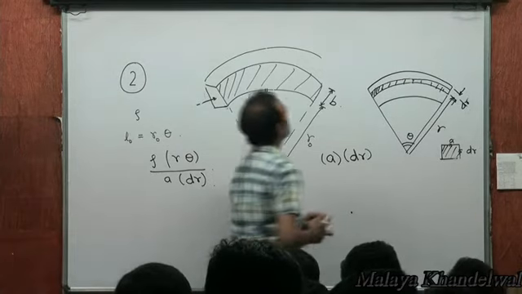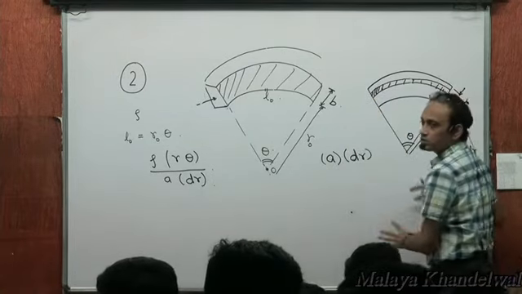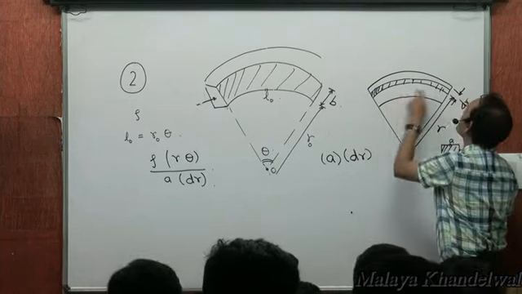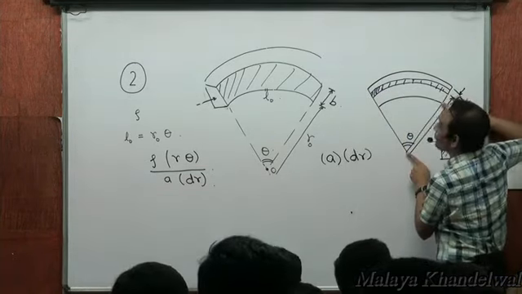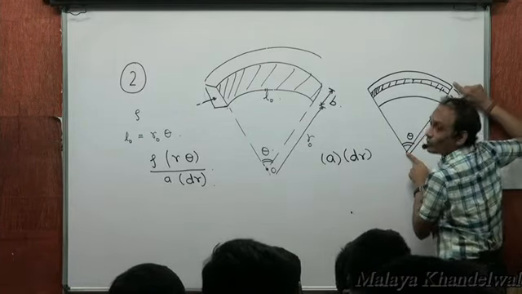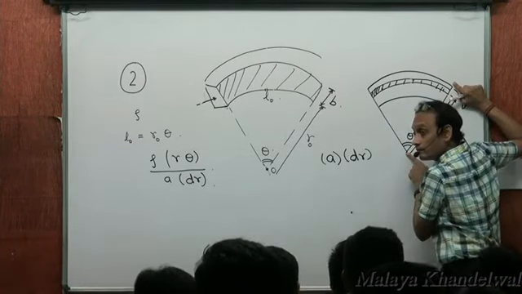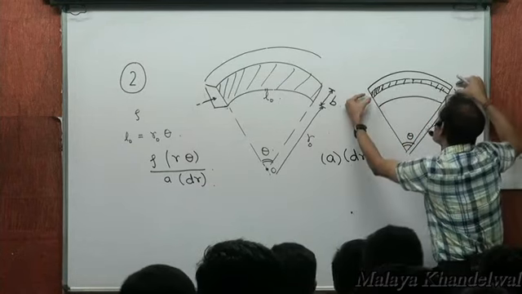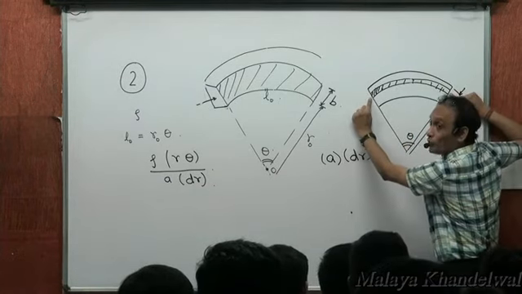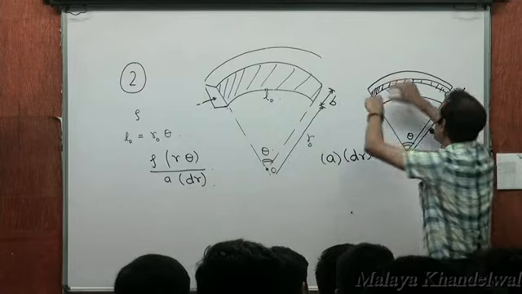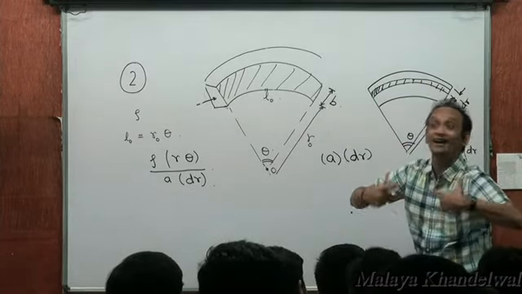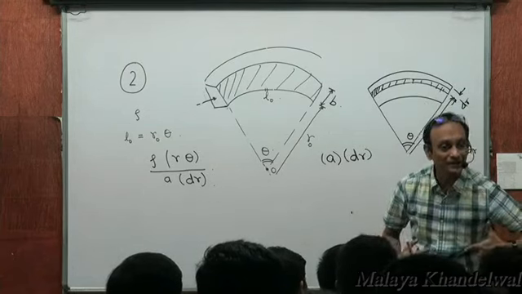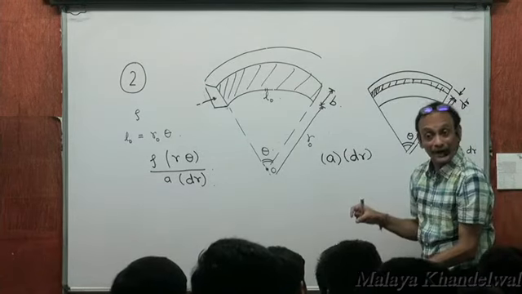Now do you realize this conductor comprises several such resistances between the two ends, with R starting from R0 and going all the way to R0 plus B? Yes or no? And all these resistors are connected across the same two points. That means the potential drop across all these R's is the same. That means all these R's are in parallel.